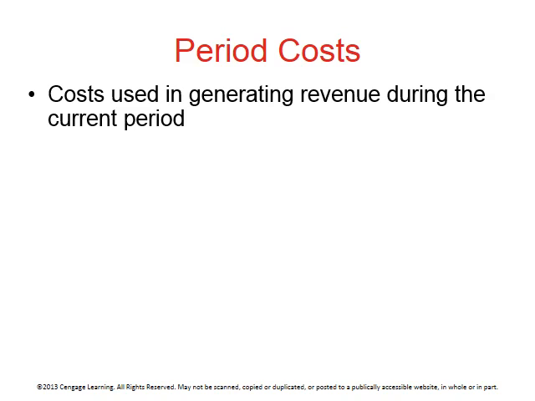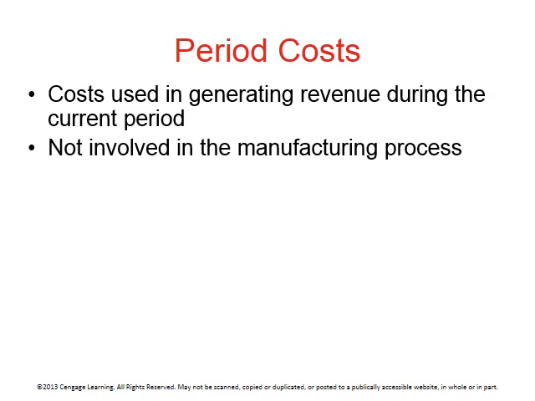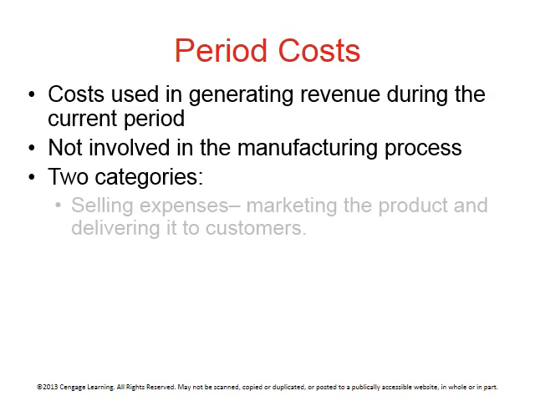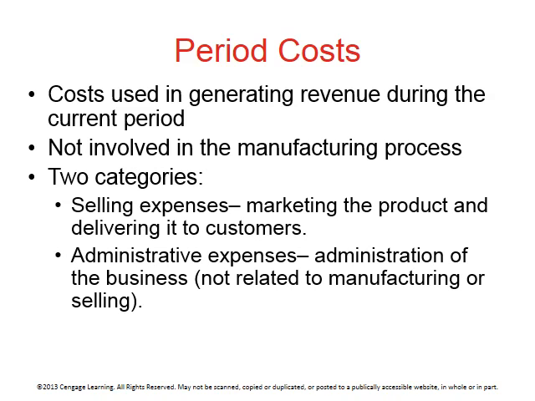What we looked at before was product cost. Now we're going to look at period cost. These are costs used to generate revenue during the period, not involved with manufacturing. These aren't product costs. The two categories we typically see are selling expenses and administrative expenses. Selling expenses would be marketing and delivering the product to the customers. Administrative expense would be administration of the business, like your accounting department and administrative staff.